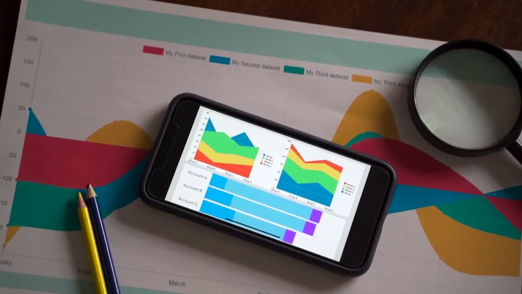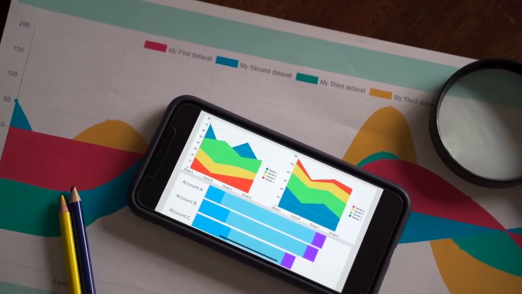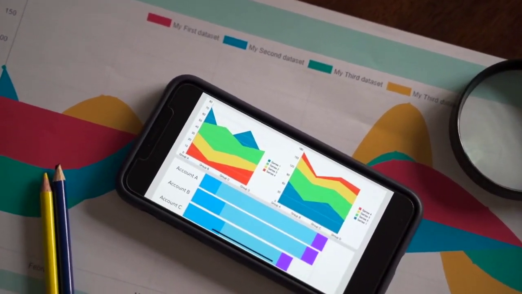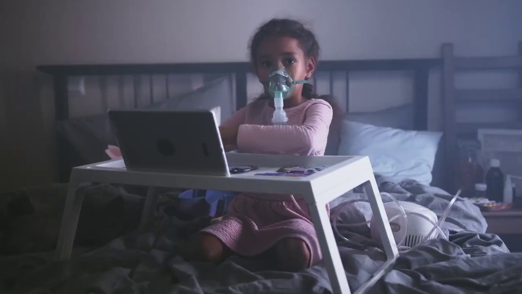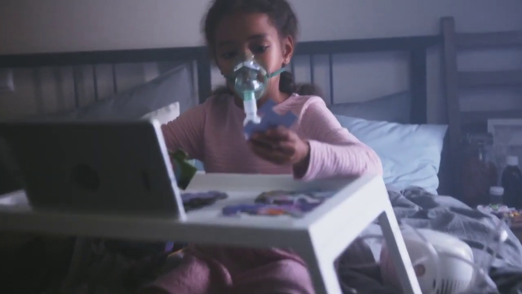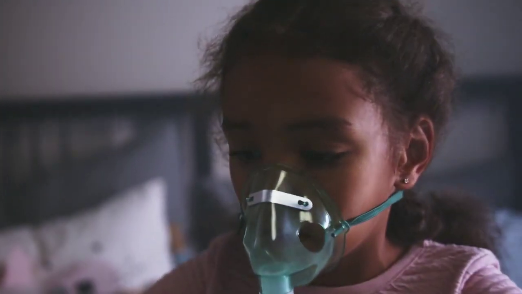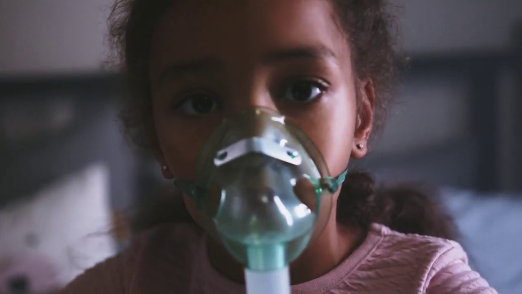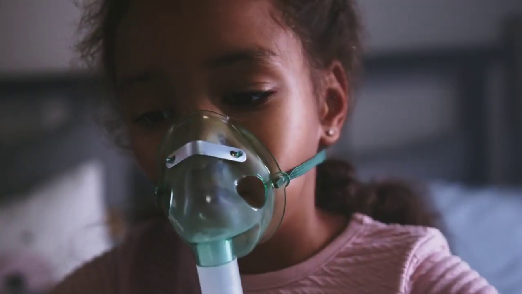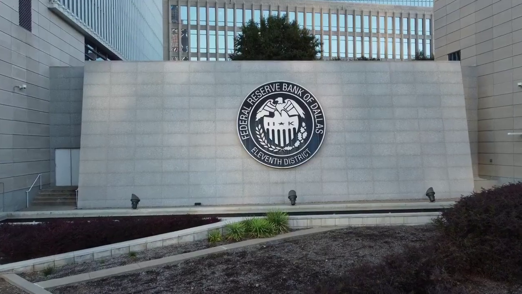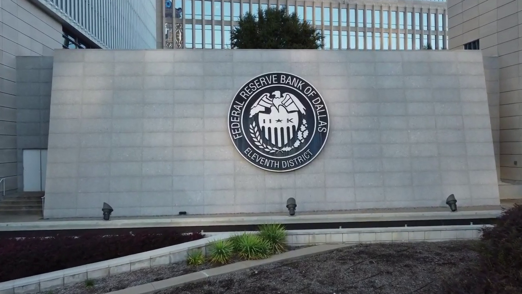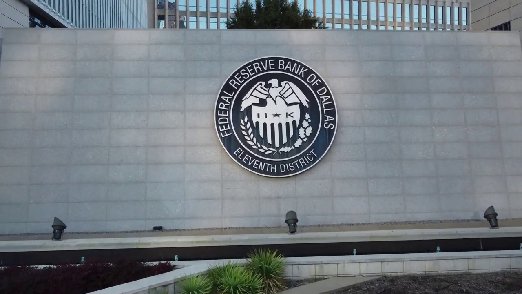There are several factors contributing to the decline of the US dollar. One key factor is the ongoing economic challenges faced by the United States, including the impacts of the COVID-19 pandemic. The pandemic has resulted in significant fiscal stimulus measures and monetary easing by the Federal Reserve, Fed, leading to an increase in the supply of US dollars, which has put downward pressure on its value.